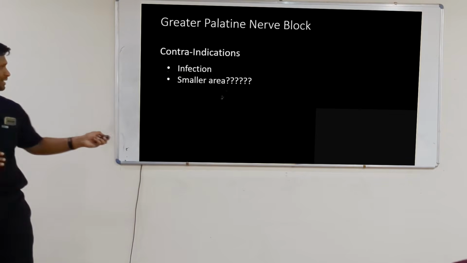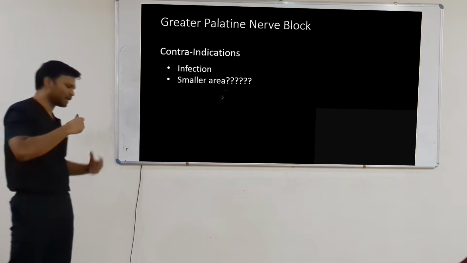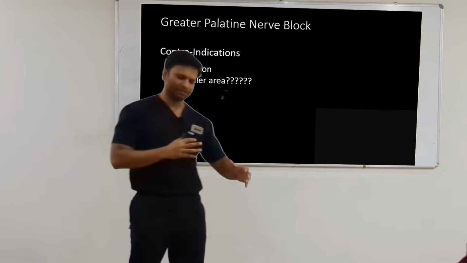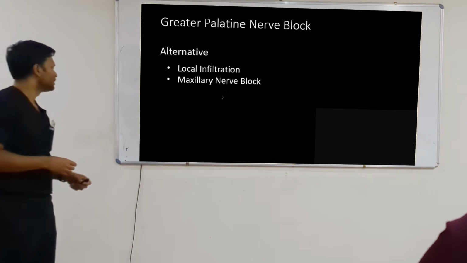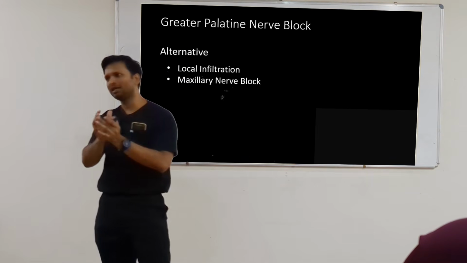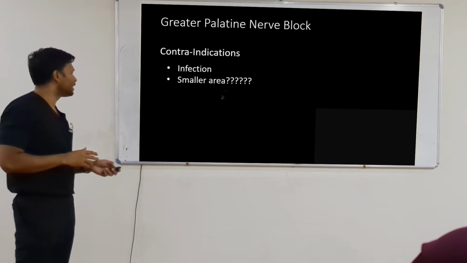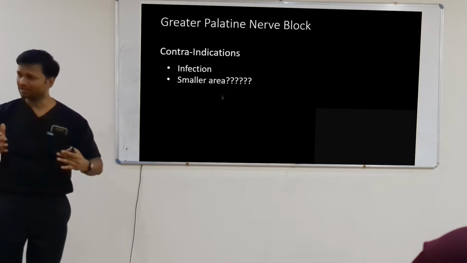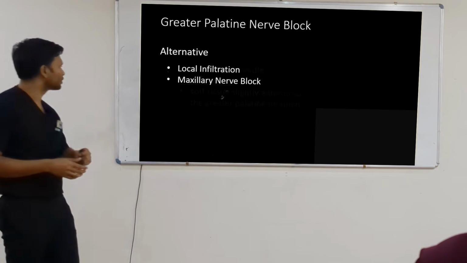Again, this is the reason I've kept a question mark on this, because what I follow is, in the palate, even if it is a smaller area, I'm going to go for a nerve block, because it is less painful to the patient. And what is the alternative? For a smaller area, you can go for local infiltration. For a larger area, if you're not able to give a greater palatine nerve block because of infection, then you can go for a high tuberosity nerve, maxillary nerve block.